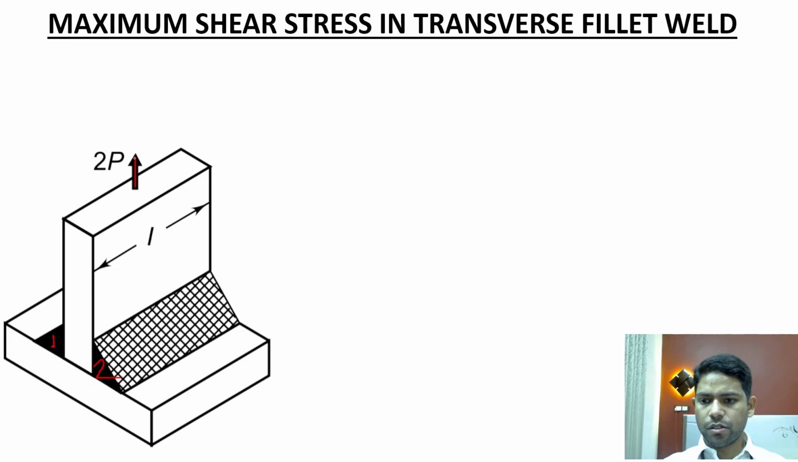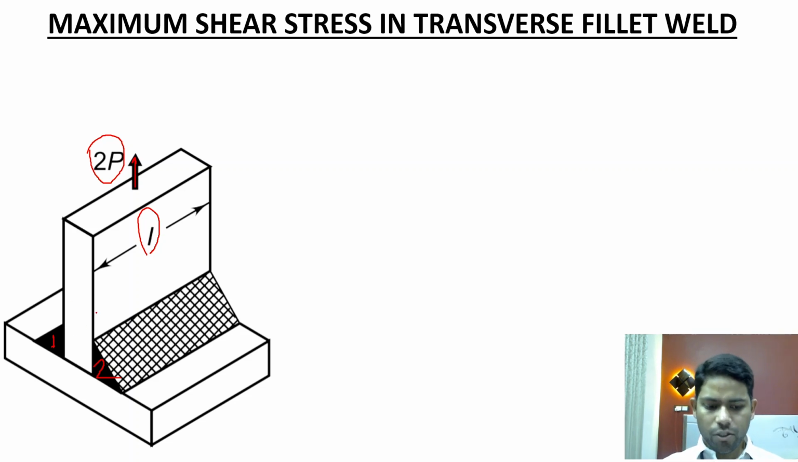Since the direction of the force is perpendicular to the direction of the weld, that's why we are calling it a transverse fillet weld. Again, the length of the weld is taken as L, and this structure is subjected to a tensile load of magnitude 2P. Now in this derivation we will make an assumption that the effect of the bending on the welds is neglected. So coming back to the derivation, this structure is subjected to a tensile load of magnitude 2P and the length of the weld is L.